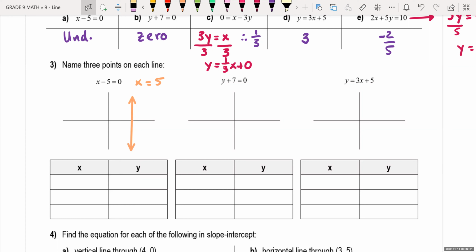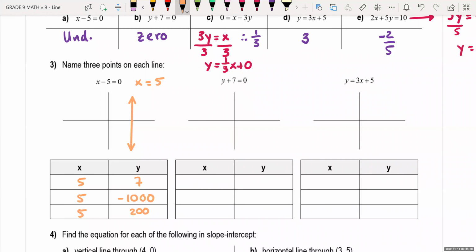Now, the question says name 3 points on each line. We know on this line, every single one of our x's has to be 5, right? Because you're not going anywhere else horizontally. So this is going to be x is equal to 5, x is equal to 5, x is equal to 5. And then for your y values, you can literally pick any other number you want. You could pick anything in the world and it would still be fine. You could pick, sure, y is equal to 7. You could pick y is equal to negative 1,000. You could pick y is equal to 2 million. I'm just going to keep it easy and write 200.